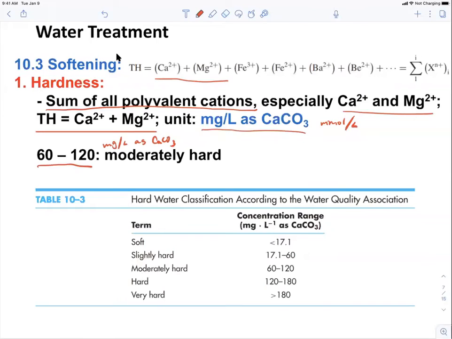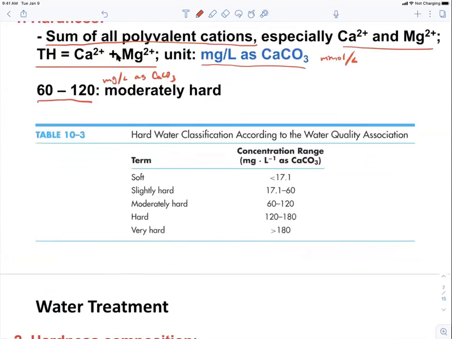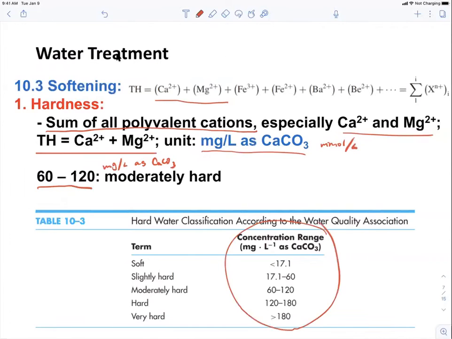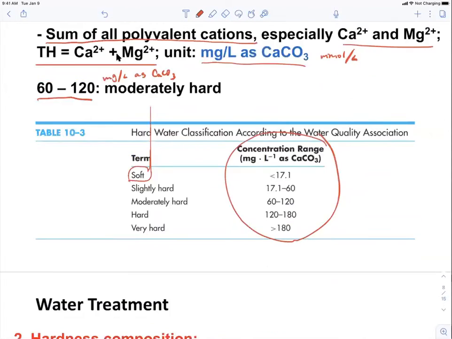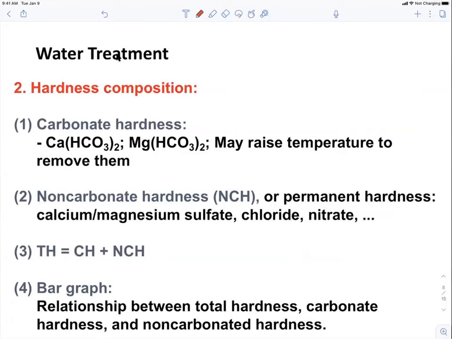So if they're in another range, then we can say that they can be categorized as soft, slightly hard, moderately hard, or very hard. Okay, so we want soft water because this is going to be less damaging to, let's say, the appliances or the pipes when we distribute the water, right? So further regarding the hardness composition, people divide them into carbonate hardness. Basically, it's the magnesium hydroxide or calcium hydroxide.